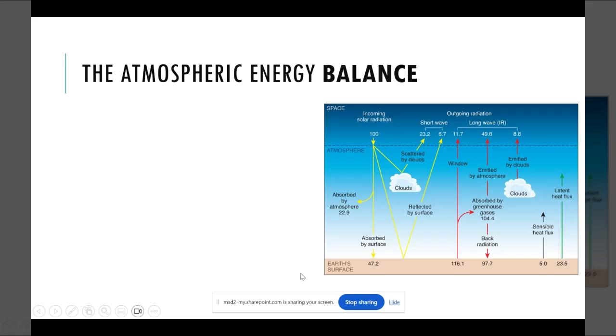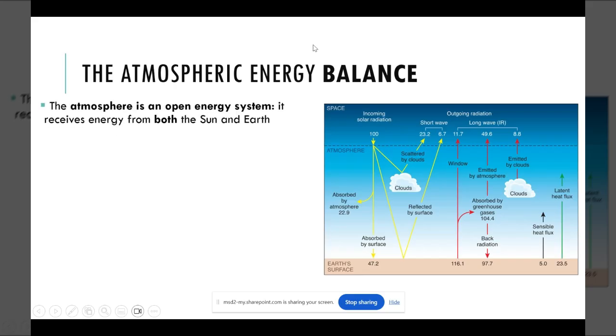All right. One big concept that we talked about was the atmospheric energy balance, or the Earth's energy balance. Once again, as Glenn Sear and Jackson Baker have told you over and over again, the atmosphere is an open energy system. It receives energy from both the sun and the earth. So energy comes in, energy gets re-radiated out. This is a diagram of it. It's a little confusing, but I'll talk about it in a second.